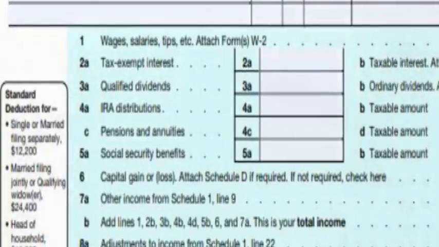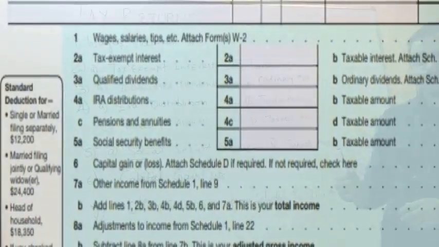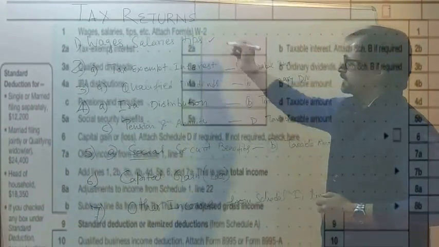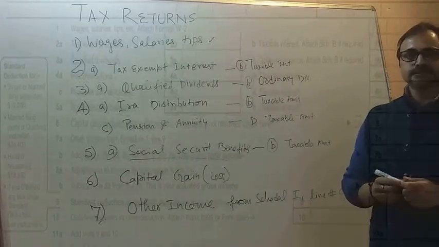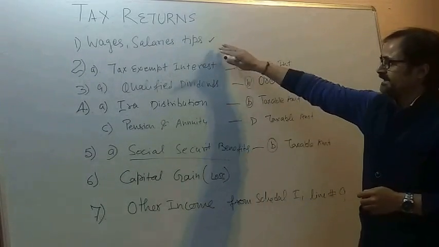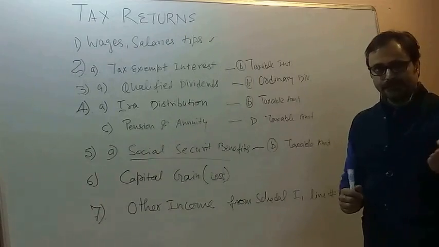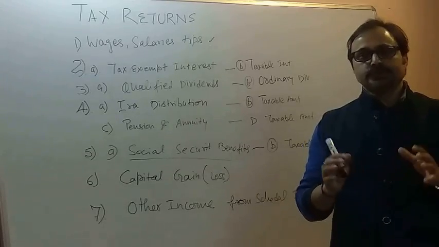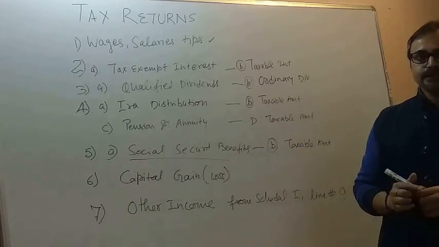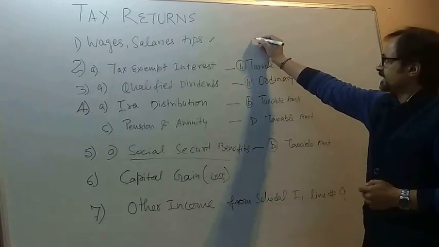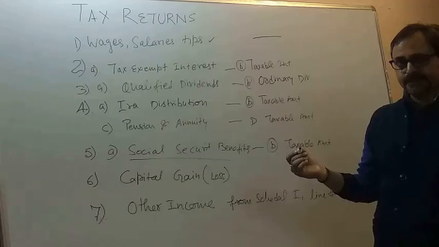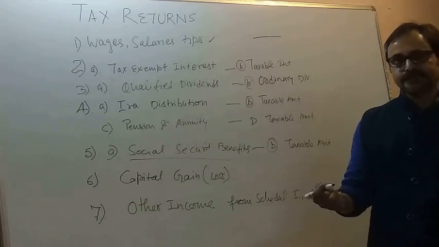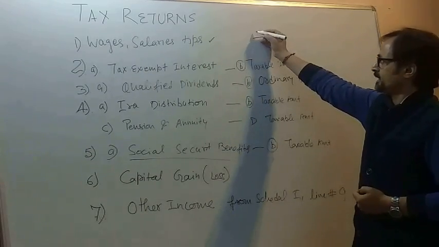Let's go to line number 1 that you could see right on your screen. The very first line is about the wages. What is in this line? Wages, salary and tips. Remember, whenever the borrower is filing individually, meaning only one borrower or one applicant is on the tax return, whatever they have earned in the most recent previous year, that income is going to appear here.